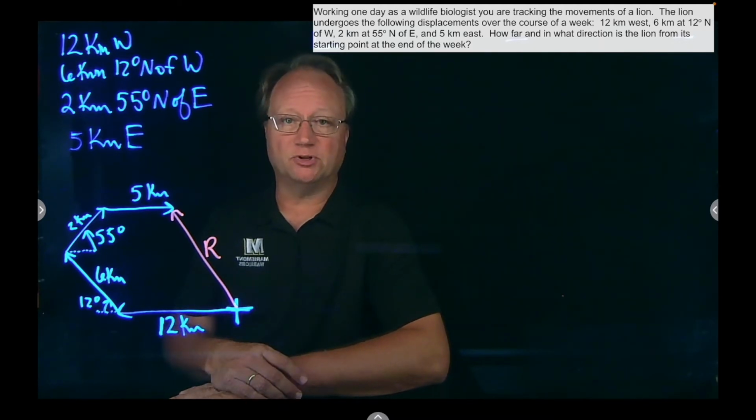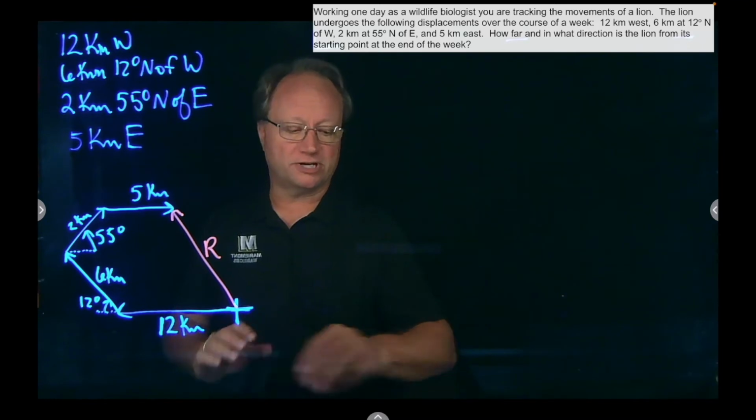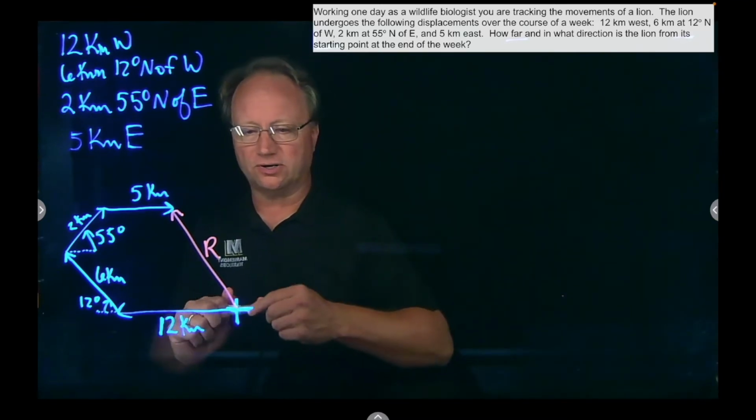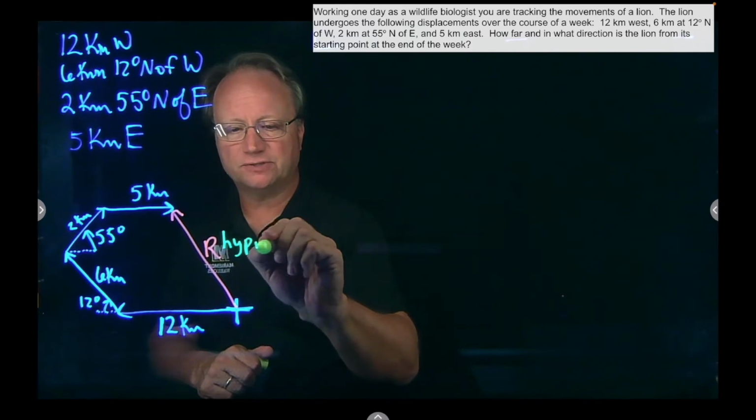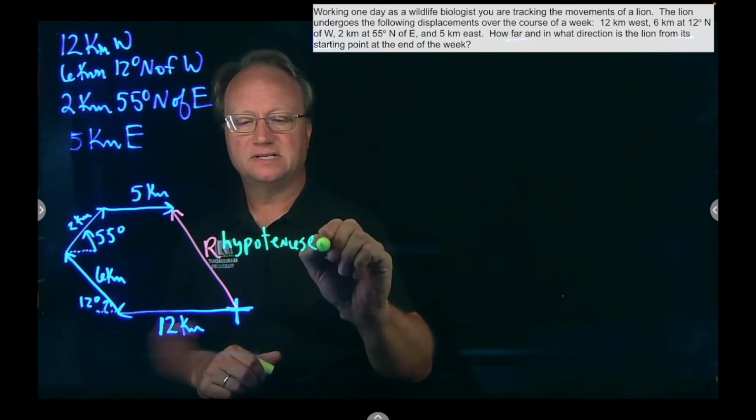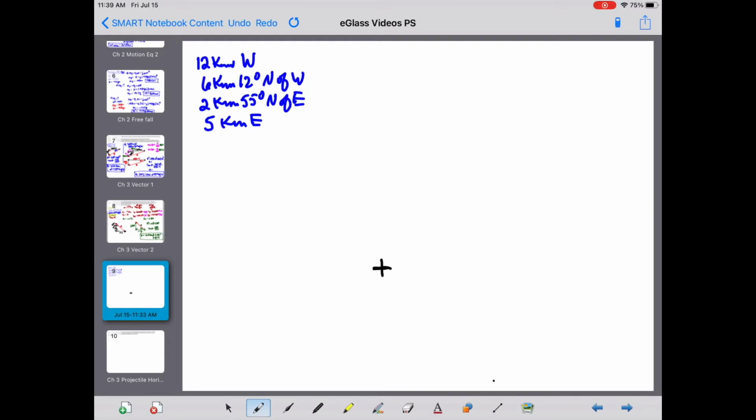Our goal, similar to the other examples, is to make this into a right triangle where, again, R is the hypotenuse. So let's consider the diagram in a little bit different fashion. First, we're going to draw each of the vectors head to tail. So the 12 kilometers west, followed by the 6 kilometers at 12 degrees north of west, followed by the 2 kilometers at 55 degrees north of east, and lastly the 5 kilometers east. Now the resultant goes from beginning to end, and we want that to be the hypotenuse of a right triangle.